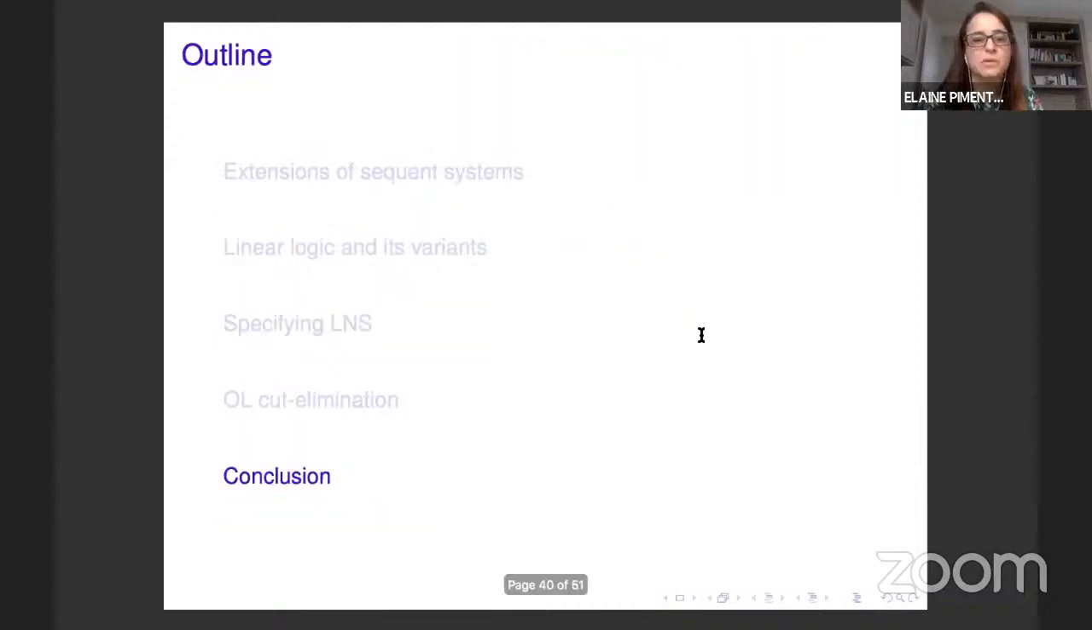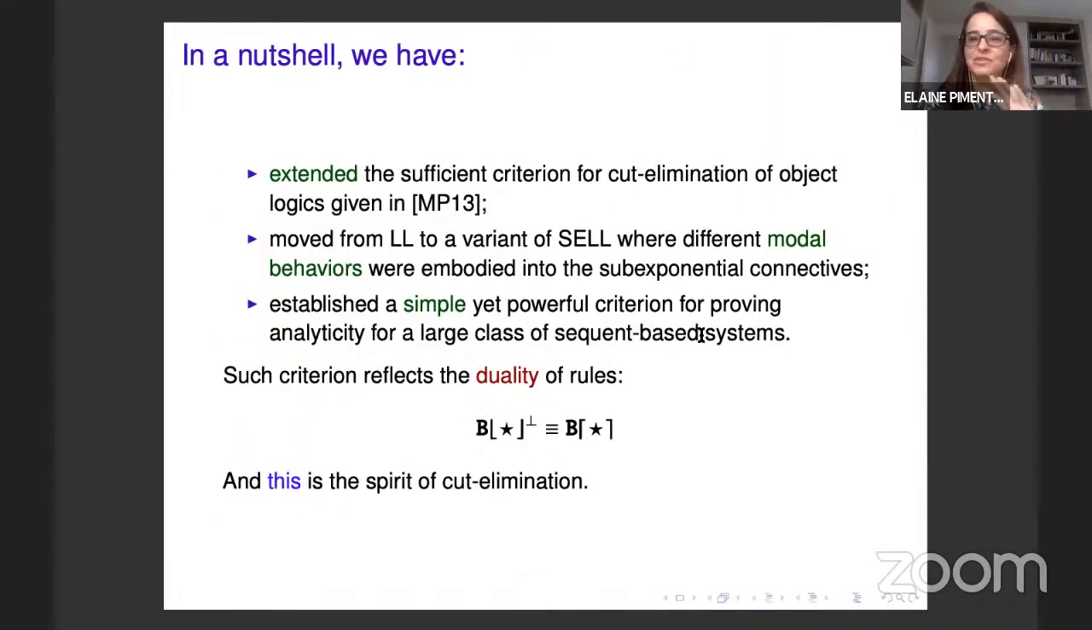So I'm more or less on time, I'd say, just to conclude. To wrap up, in a nutshell, we have extended the criterion that Dale and I had for cut elimination in linear logic in the 2013 paper. We moved from linear logic to sub-exponential linear logic, and we allowed it to have modal behaviors other than just weakening, contraction, promotion and dereliction. We established a simple criterion for proving cut elimination for a very large class of sequent-based systems. These criteria are nice because they're simple and they really reflect the duality of rules. If you have a bottom left and you negate this, then this is going to be equivalent to bottom right, right? And this is really the spirit of cut elimination. So we could move up to sub-exponentials, but keep the simplicity and capture the spirit of cut elimination again.